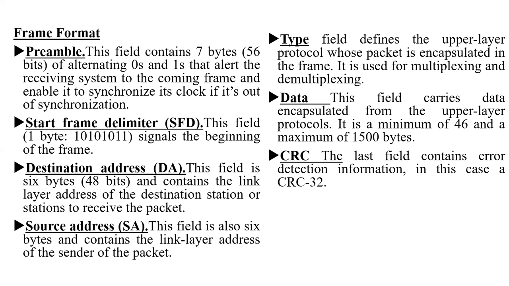Data. This field carries data encapsulated from the upper layer protocols. It is a minimum of 46 and a maximum of 1500 bytes. CRC, the last field, contains error detection information. In this case, we will be using the CRC 32 method.